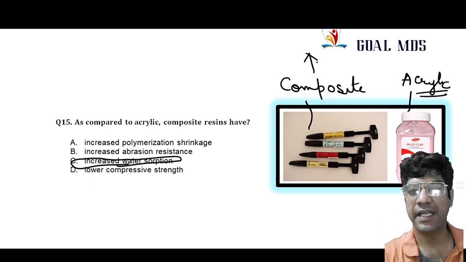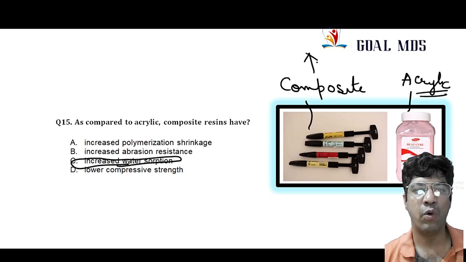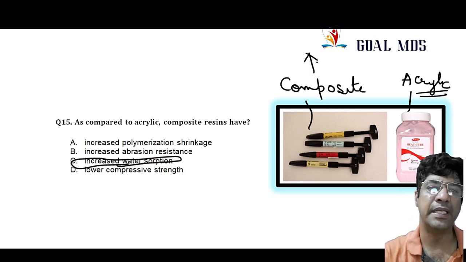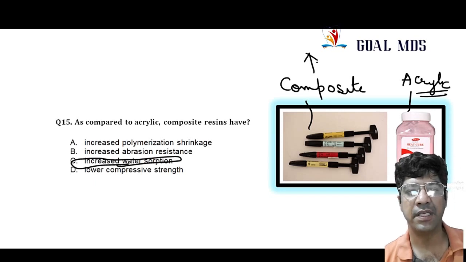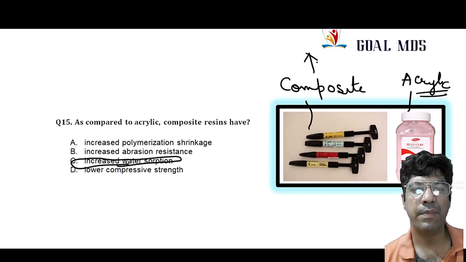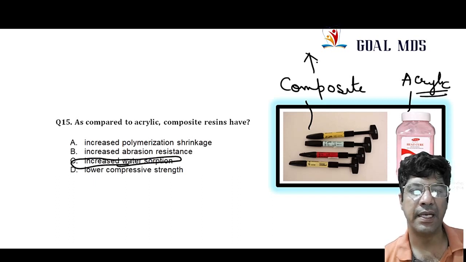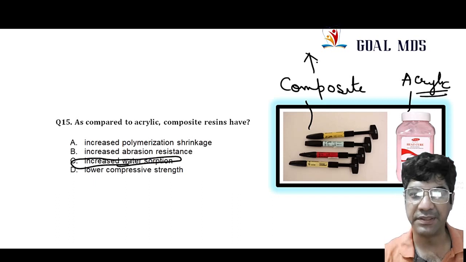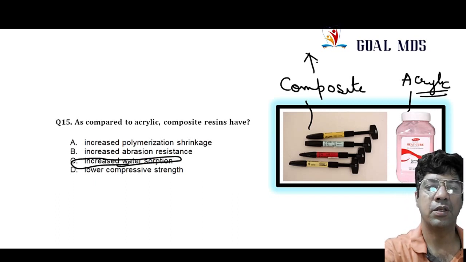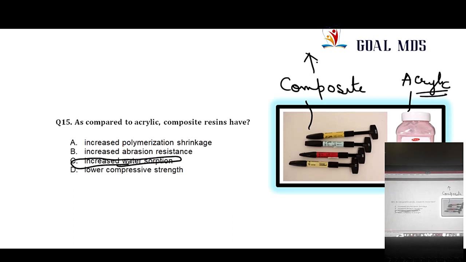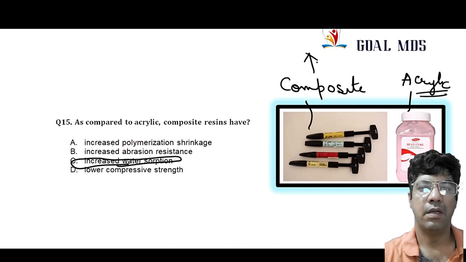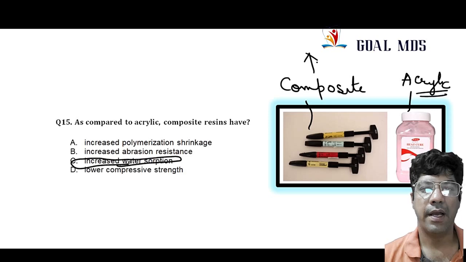Increased polymerization shrinkage: composite resin has lower polymerization shrinkage compared to the traditional acrylic resin. Increased abrasion resistance: composite has good abrasion resistance, but it is not a direct comparison with acrylic, as both materials can have varying degrees of abrasion resistance. Lower compressive strength: composites typically have higher compressive strength compared to the acrylic materials.